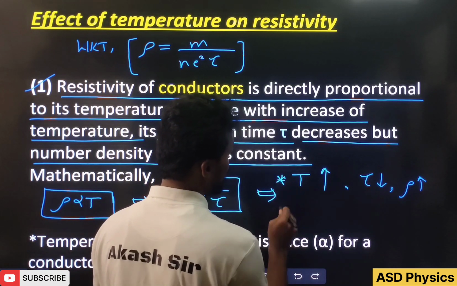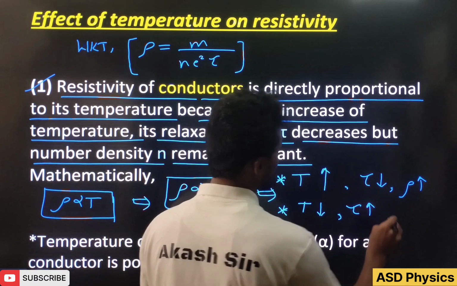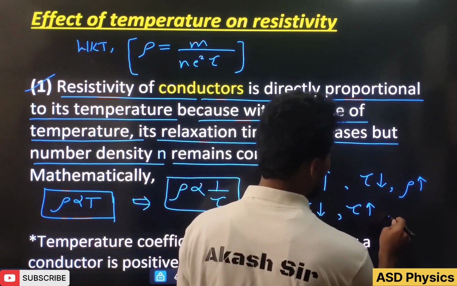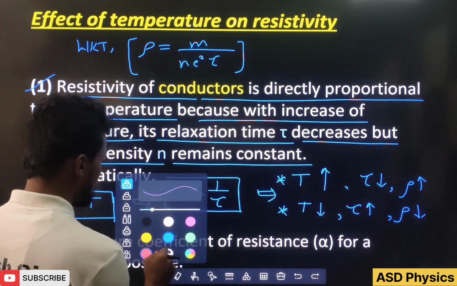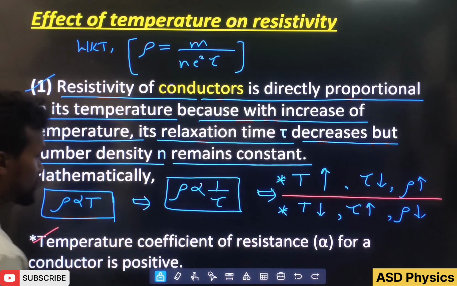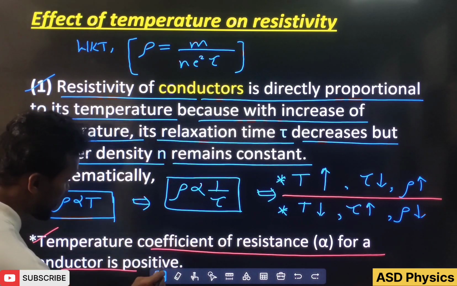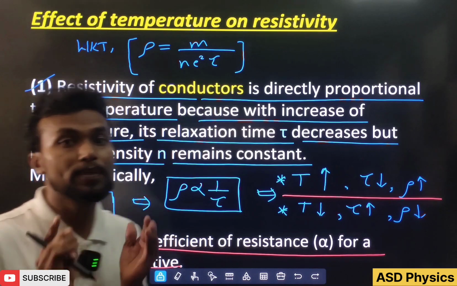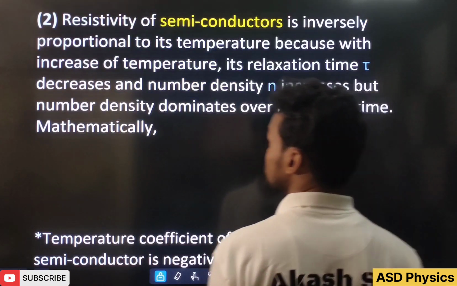The reverse is also true. What is the reverse, students? If the temperature is decreasing, the electrons will move slowly, tau will increase, and the resistivity will decrease. Now please remember all these things. Now remember that the temperature coefficient of resistance, that means alpha, for a conductor is positive. That means with increase of temperature, resistivity and resistance will increase. Okay, great.